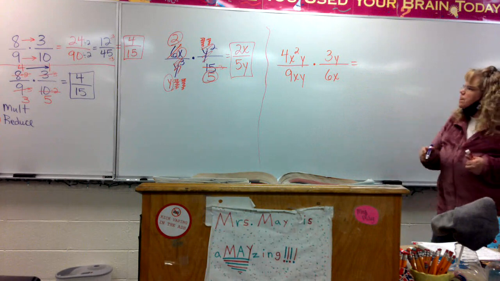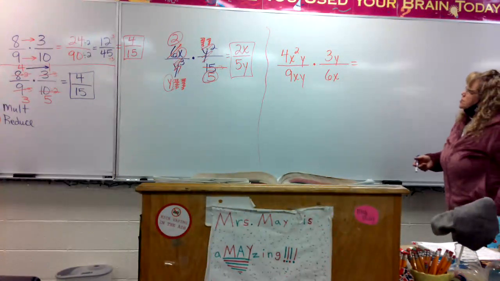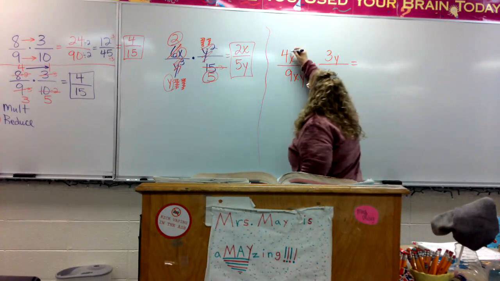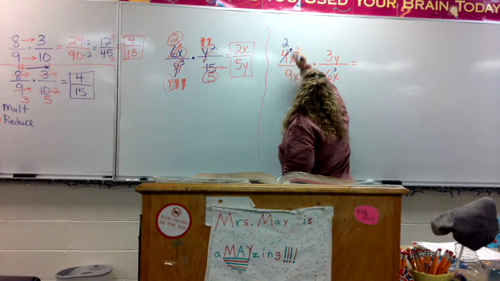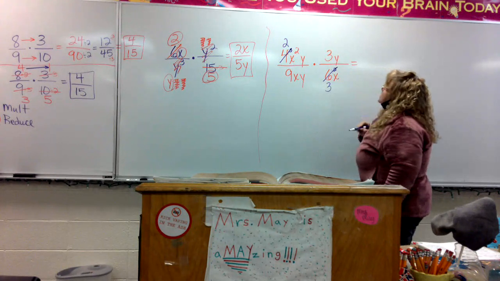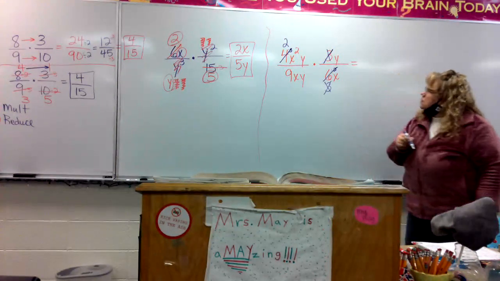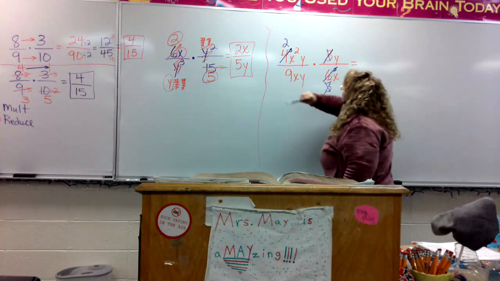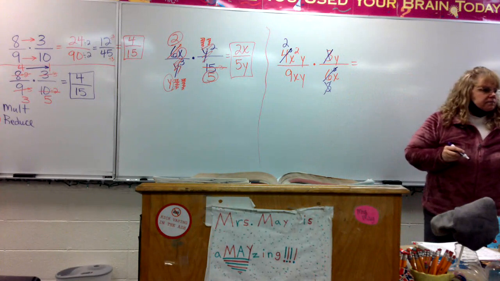What can we do? Well, I advise do the numbers first and then take care of the letters. So I've got a 4 and a 6. Divide by 2. Divide by 2. 4 divided by 2 is, 6 divided by 2 is, hey, what is 3 over 3? I'm just going to cross those babies right off. Does that take care of the numbers? Can I do anything else? I don't think so, because I have a 2 here and a 9 here. The rest of the stuff crossed off.